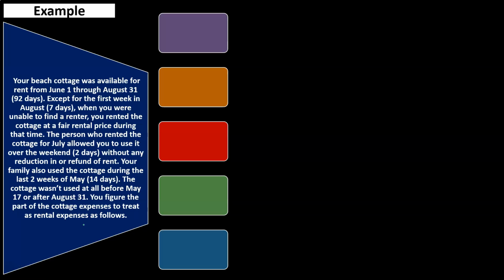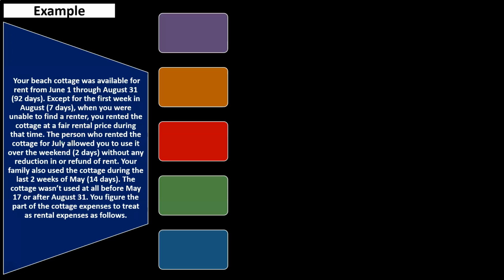Okay, example. Your beach cottage was available for rent from June 1st through August 31st, 92 days, except for the first week in August, 7 days, when you were unable to find a renter. So we had it available for the 92 days, but for 7 days it didn't have a renter. You rented the cottage at a fair rental price during that time. So we used a fair rental price.